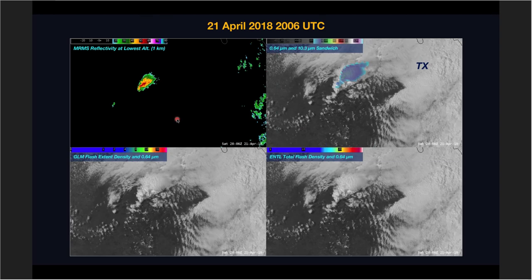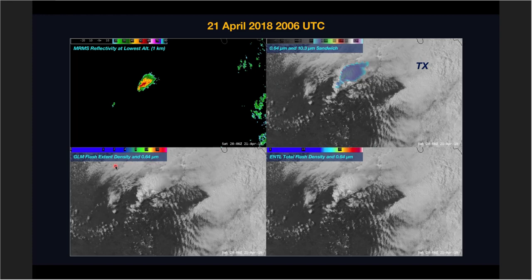So just to kind of get everyone oriented, I'm going to make it really, really simple. And I think that's important when you're looking at this data for the first time. You don't need a lot of different products and radar data to clutter things. We're going to really be focusing on the GLM. So on the top left, I have the lowest tilt of MRMS reflectivity. On the top right, I have that red visible clean IR sandwich product. On the bottom left, I have the GLM flash extent density grids. They're going to be on top of the red visible. And on the bottom right, I have Earth Network's total flash density.